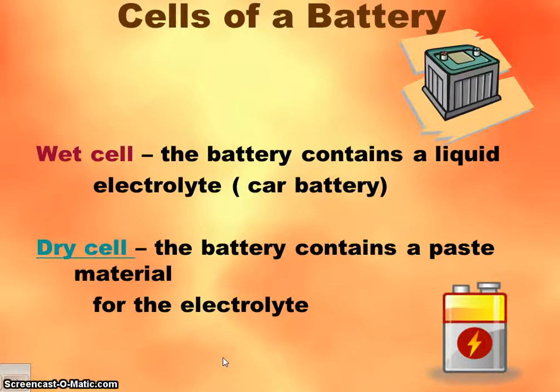All right, batteries also come in two types. You have the wet cell and the dry cell. The wet cell contains a liquid, like a car battery. All right, and this liquid contains the electrolyte. Usually car batteries used to use water and sulfuric acid. In a dry cell, it's actually a paste, but they can ooze.